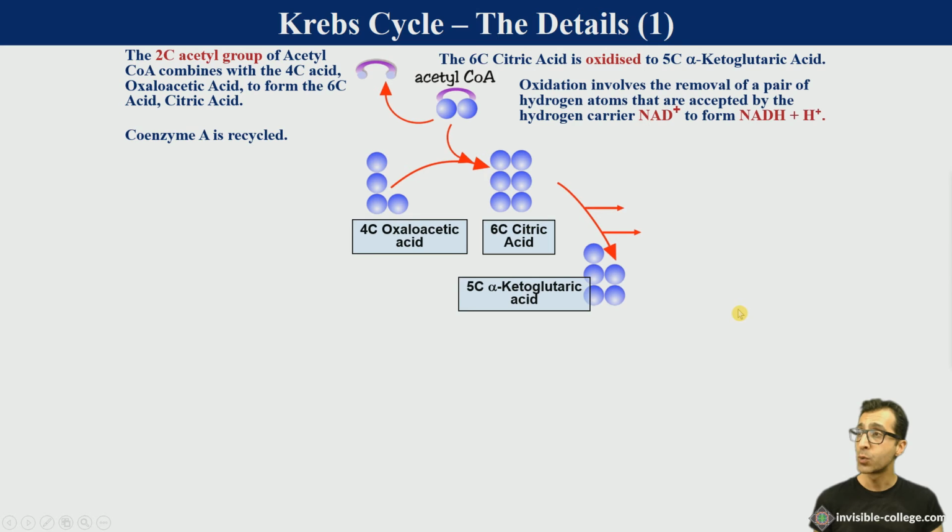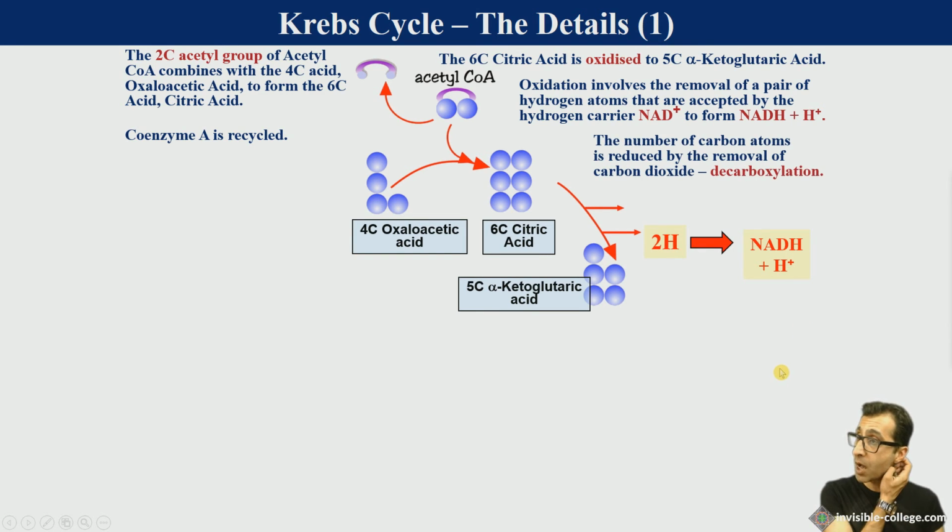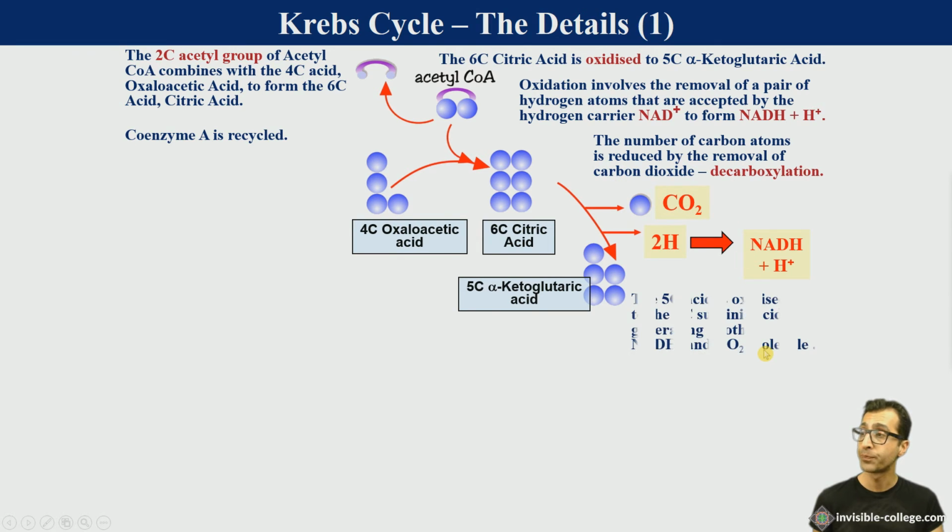In doing this, this also involves the removal of hydrogen atoms from the 6-carbon acid, and these are then accepted by the hydrogen carrier NAD+ to form NADH and a proton. Now the number of carbon atoms has been decreased here from 6 carbons to 5 carbons, and of course this will involve decarboxylation to form a molecule of CO2.